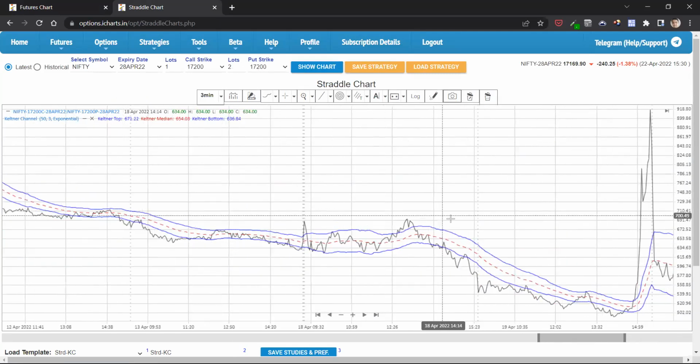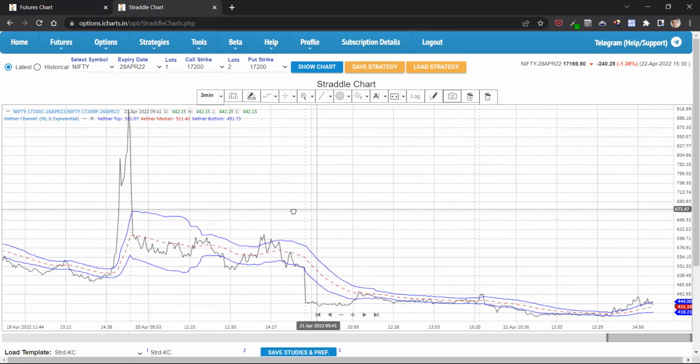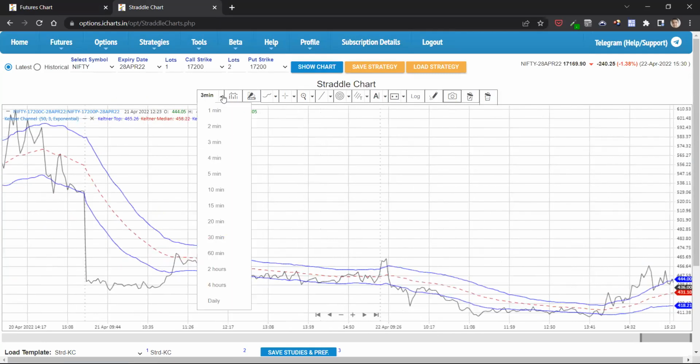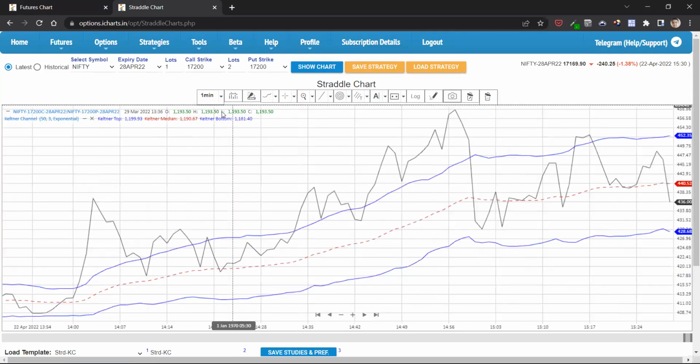So 21st, let me set the preference so the time frame doesn't change.